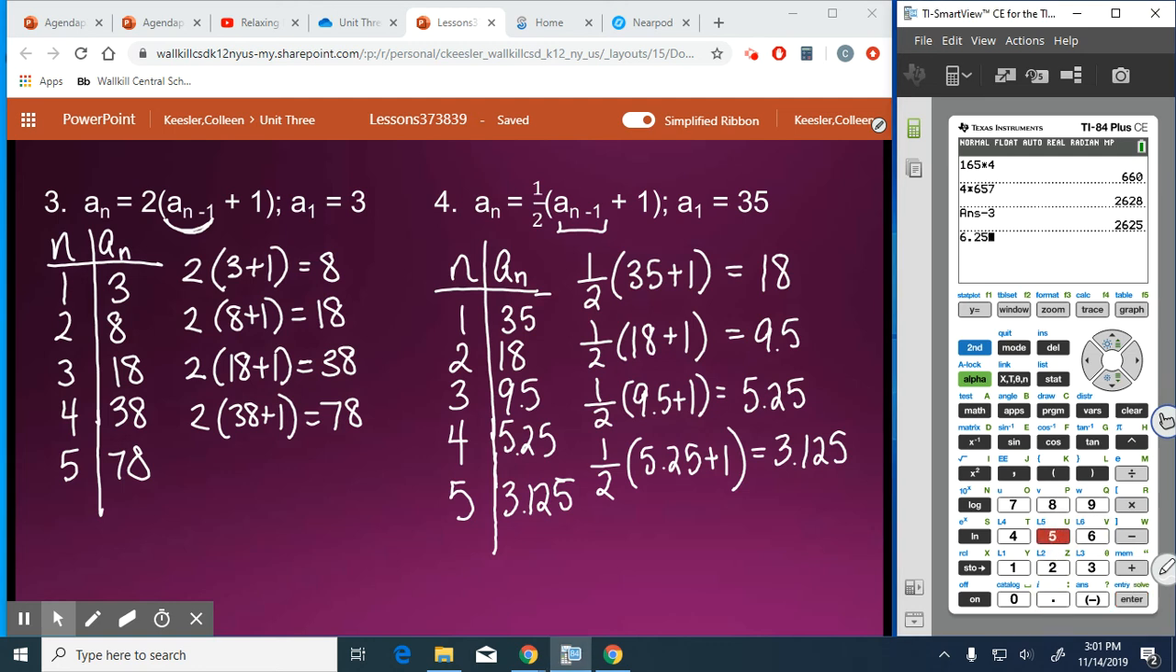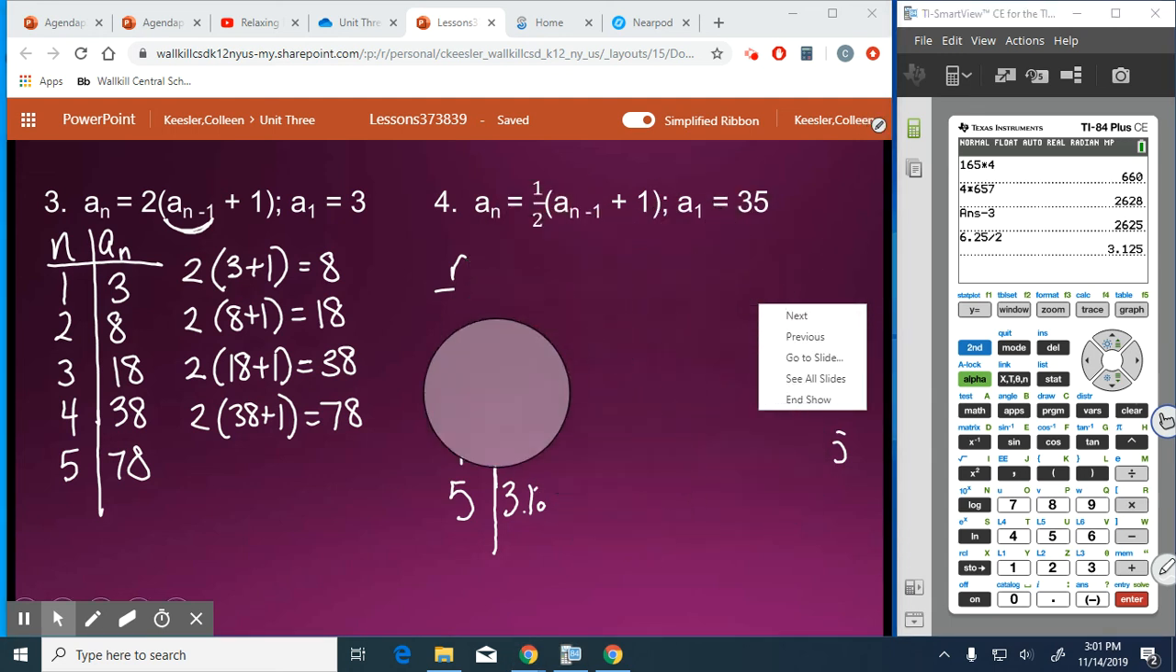And I'm just checking my work. I'm pretty sure I'm right, but I am correct there. So again, to use a recursive formula, you're continuously plugging in the previous term to get the next term, and on and on until you get to the desired term.